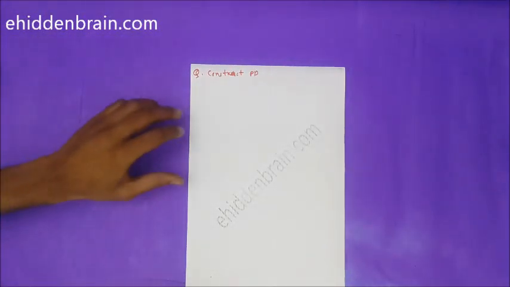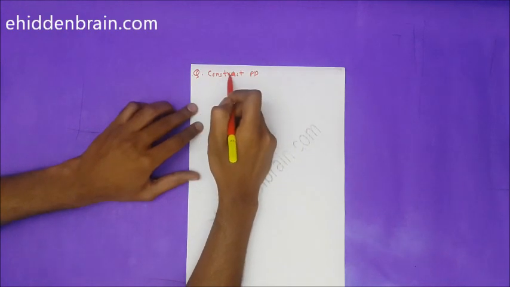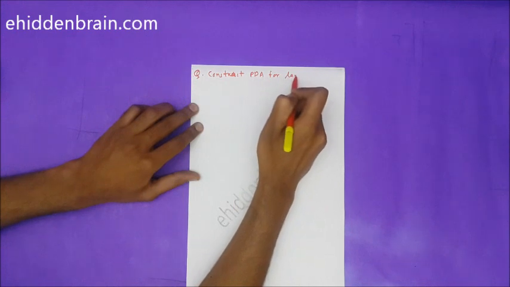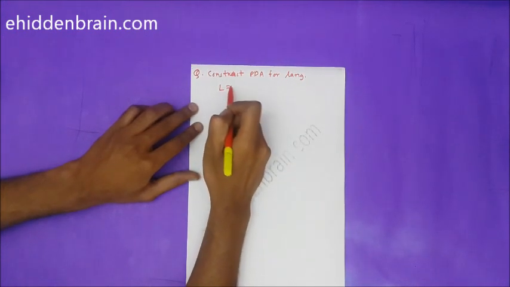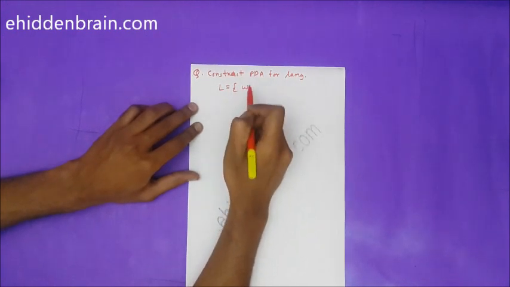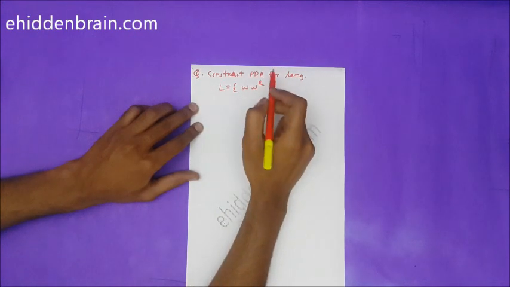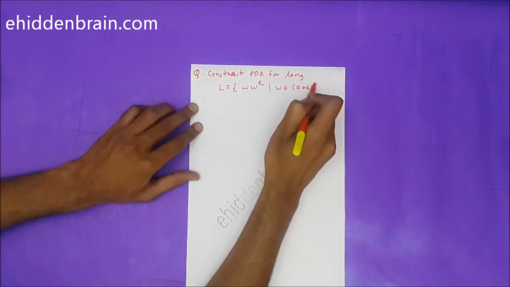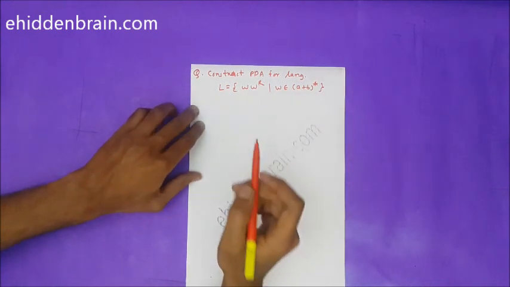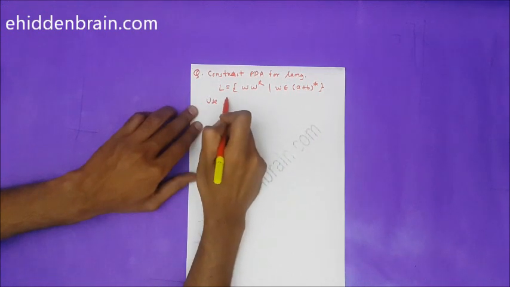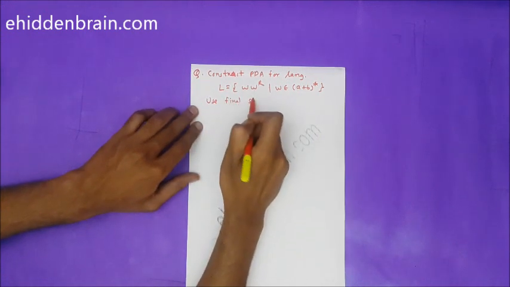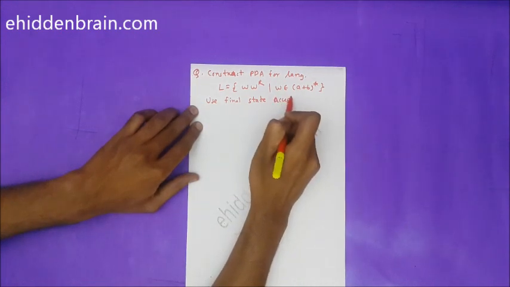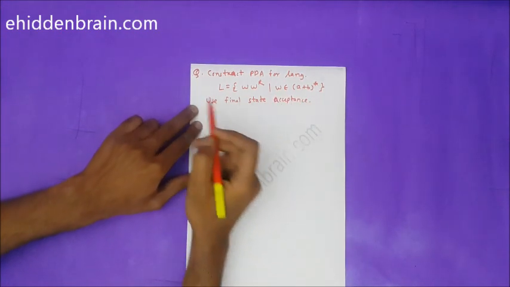Today we'll see a question on non-deterministic PDA. The question is: construct a PDA for the language L such that L is W raised to R, where W belongs to (a+b)*. Use the final state acceptance method. So I will say acceptance will be done using final state, right?